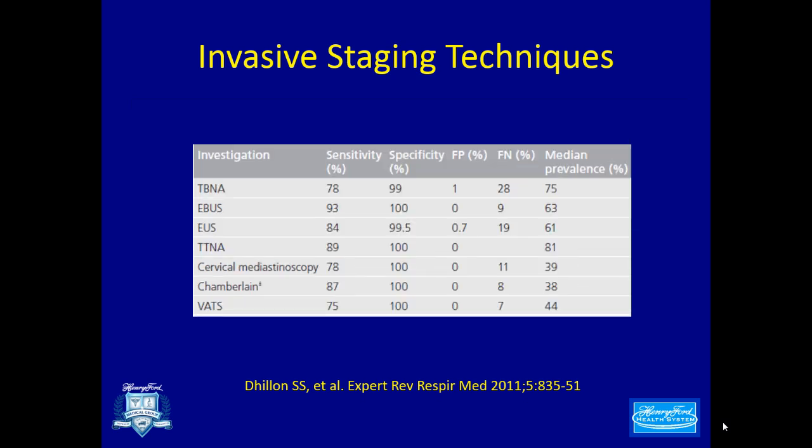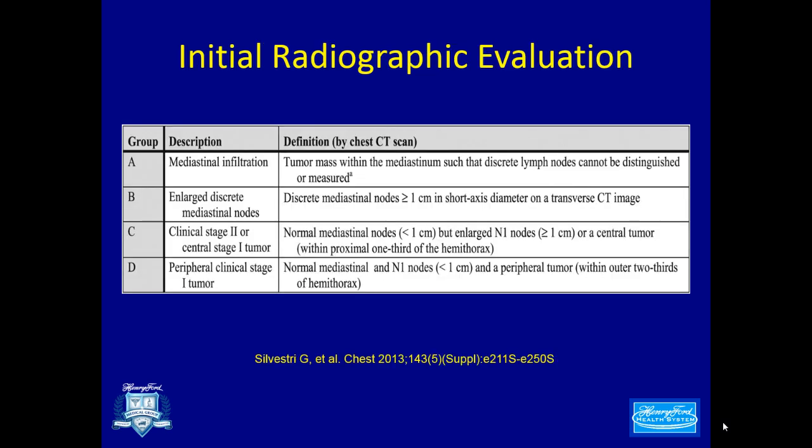When it comes to sensitivity, EBUS has the highest sensitivity compared to the other techniques. So let's go back to what we did in the first half of the talk. Remember the groups A, B, C, and D. Based on what we know now, what are the recommendations? When do we really do mediastinal staging?